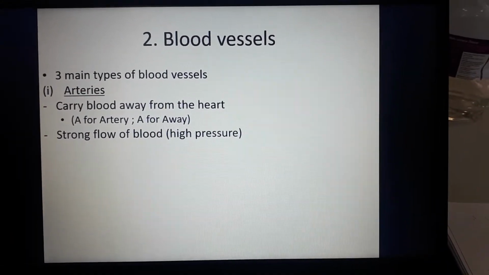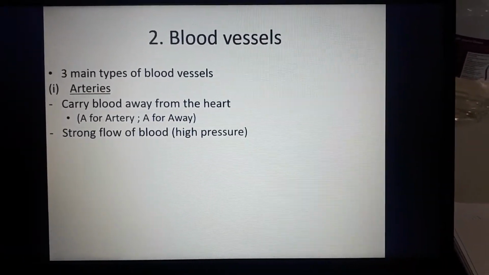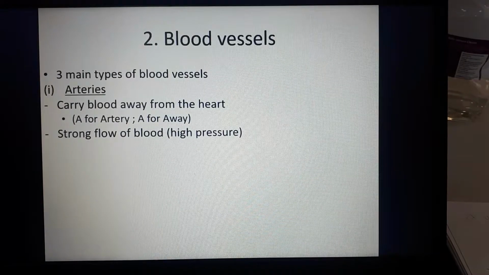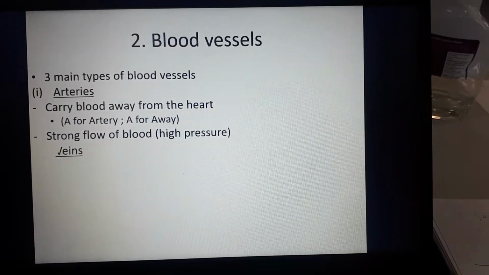There is a strong flow of blood, okay? So the blood here is under very high pressure, okay? So that means that if it's under high pressure, it's going to have a very strong flow of blood.